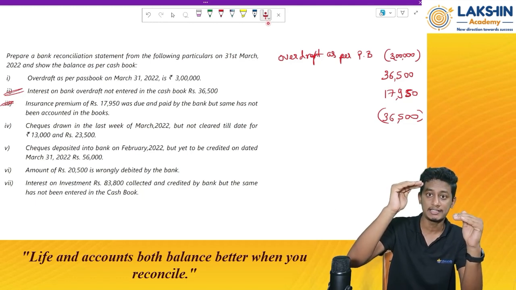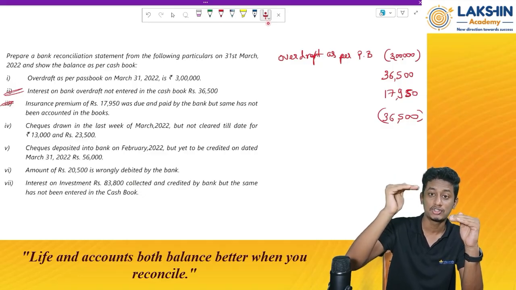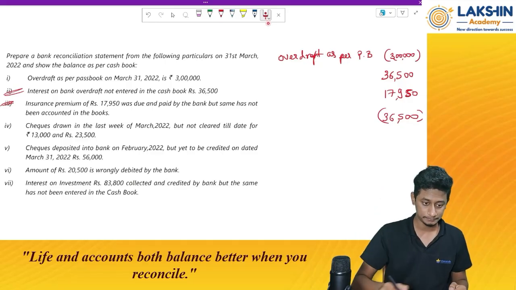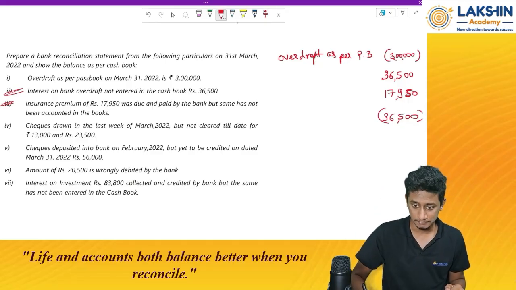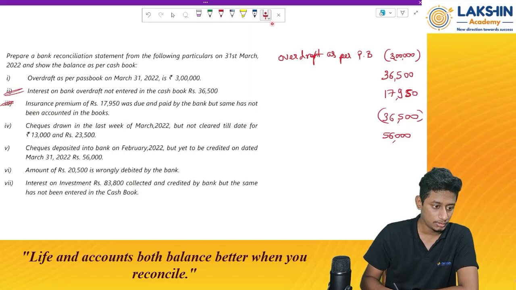The passbook balance will remain the same. But whereas the cash book balance has already increased. So therefore I can move only the passbook. So to make it equal, I should add. That would be how much? 56,000. I have added. Okay. Then this is done.